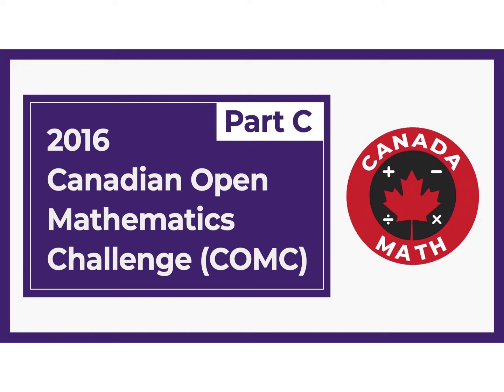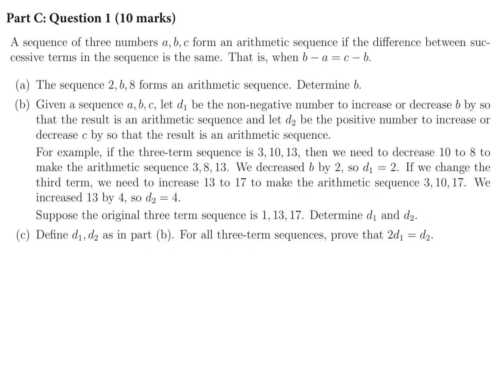2016 Canadian Open Mathematics Challenge, Part C. A sequence of three numbers, a, b, c, form an arithmetic sequence if the difference between successive terms in the sequence is the same. That is, b minus a is equal to c minus b. The sequence 2, b, 8 forms an arithmetic sequence. Determine b.